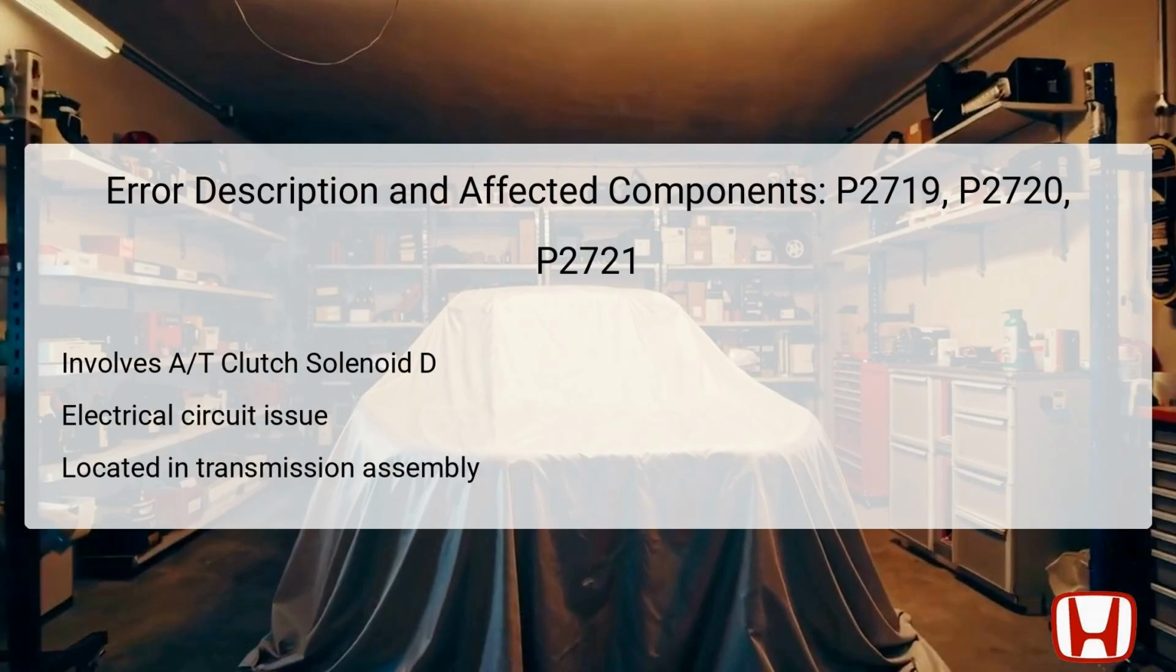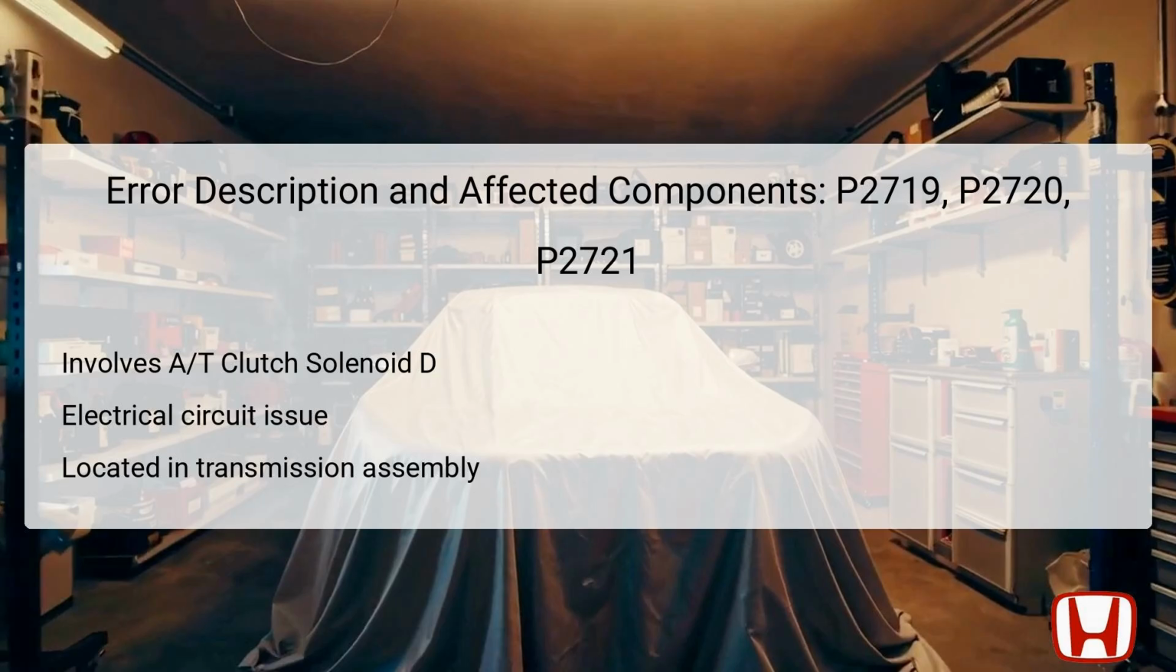P2720, and P2721 all relate to the AT clutch pressure control solenoid valve D, a crucial component in the vehicle's automatic transmission system. This solenoid valve controls the hydraulic pressure applied to the clutches, ensuring smooth engagement during gear shifts. Located within the transmission assembly, its performance impacts overall drivability, such as smooth shifting and overall transmission efficiency.